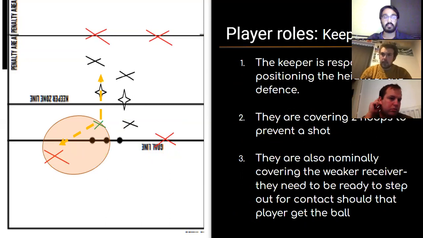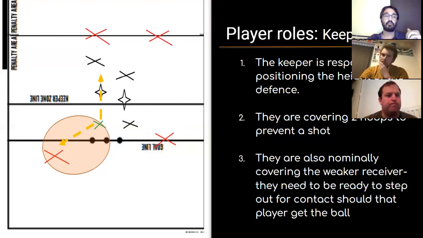Next up, we've got the keeper. Their job, obviously, is to block the other two hoops, and make sure there's no possibility of a shot going into those two. They've then got two further responsibilities. They need to be prepared to step up if a drive does happen, to make contact earlier, to make a shot over the top harder.